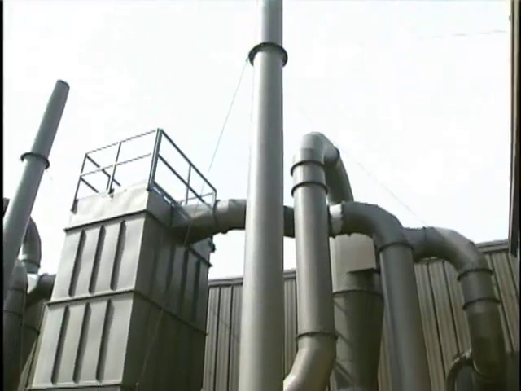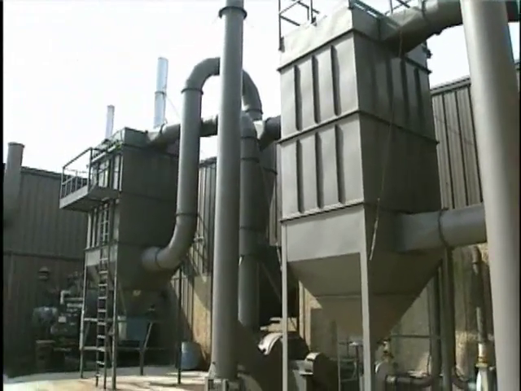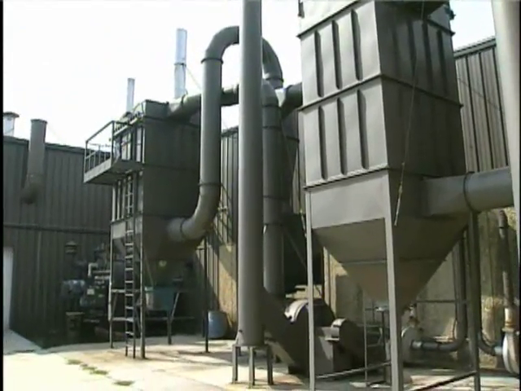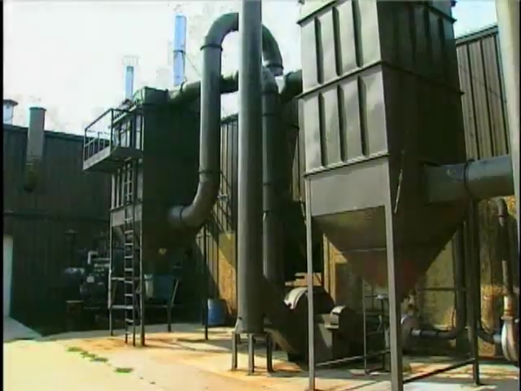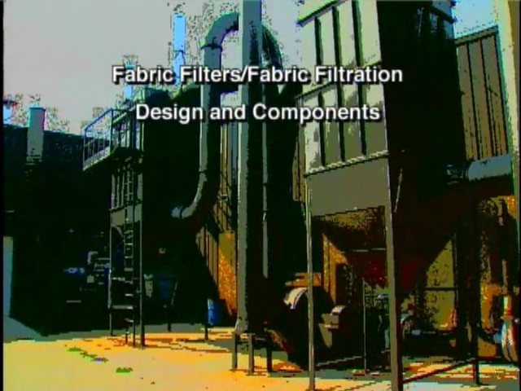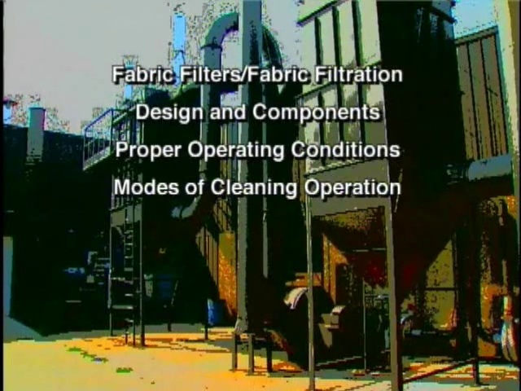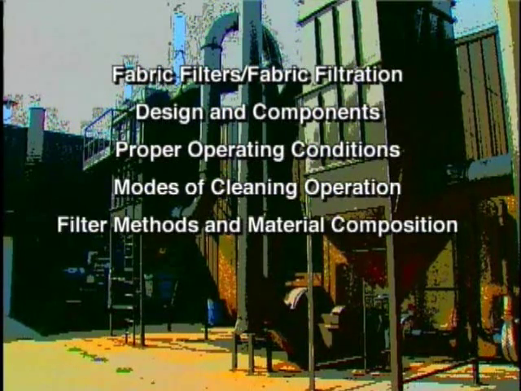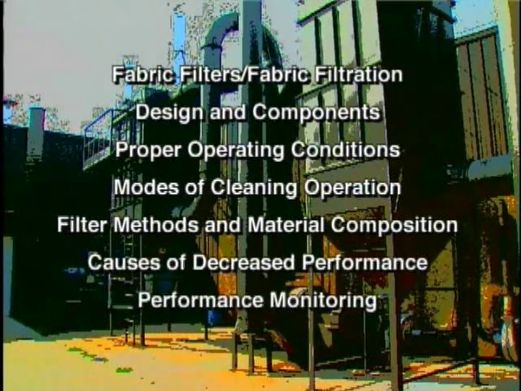The purpose of this presentation is to provide the viewer with a basic understanding of fabric filtration methods used to control air pollution and control devices under this category. We will cover what are fabric filters, what is fabric filtration, the three common types of fabric filters and their design and components, proper operating conditions which include the modes of the cleaning operation, and the filter methods and material composition. Causes of decreased performance.